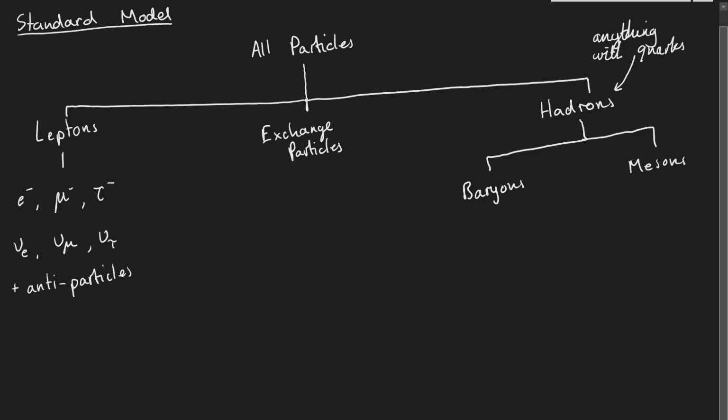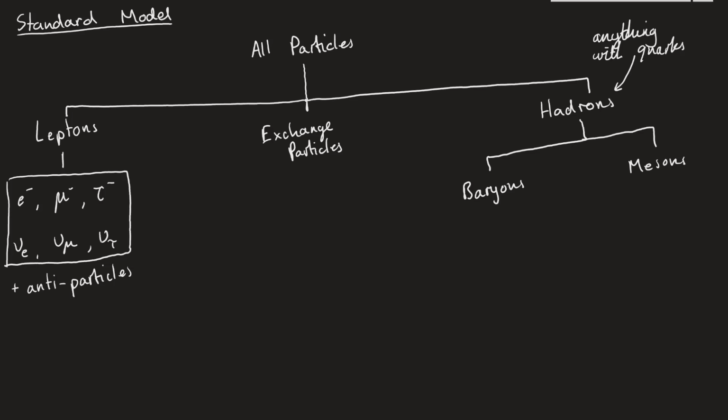Because if we're involving all particles that exist in the universe, we know antiparticles exist in the universe as well, so we have to include those in this. But these are the ones that you would have to know. More specifically, you don't have to worry about the tau and the tau neutrino, but they're there because I feel like it makes more sense to have a complete set.